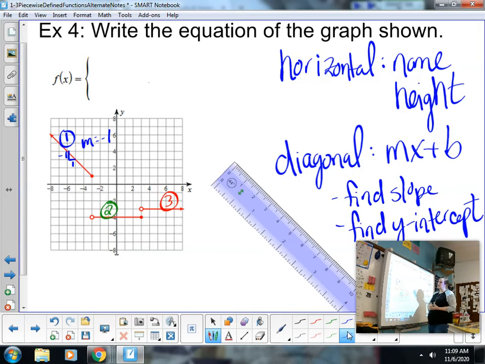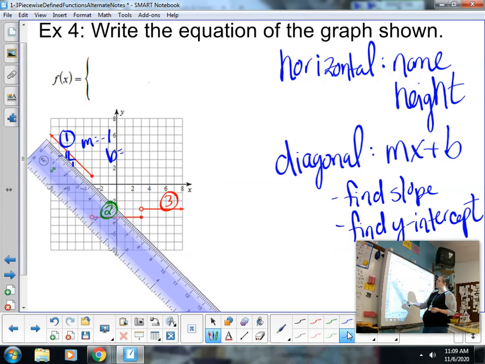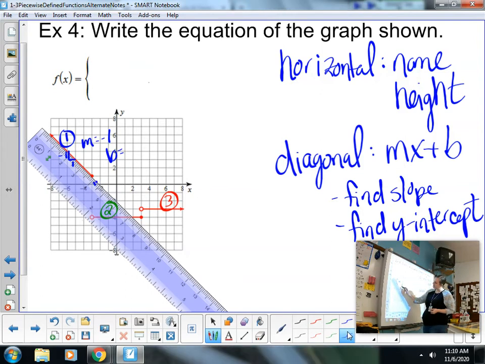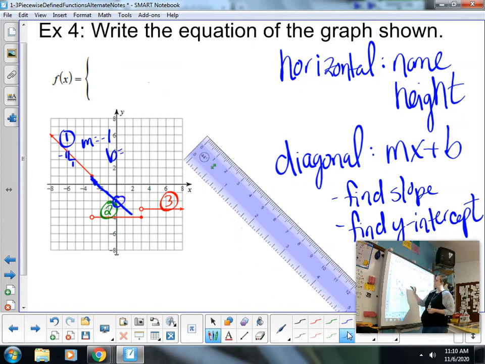Now, for the y-intercept, piece 1 does not actually cross the y-axis. But if we extend it and see where it would cross the y-axis, that's what you're going to use for your y-intercept, for that b value. So I have my ruler here. You can use any straight edge if you want to get something that's close there. You can see I'm extending this line and drawing that. If I extend that line, I would be crossing down here at -2.